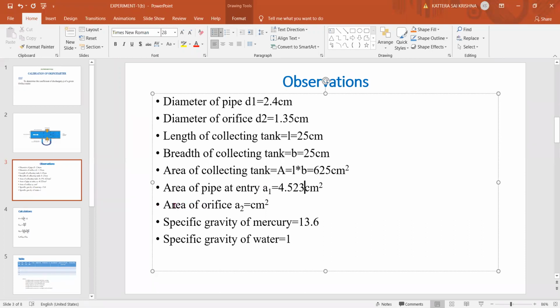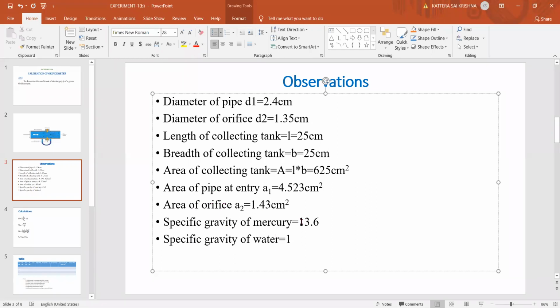Next, find the area of the orifice, pi by 4 d2 square. So A2 equal to, tell Sanjay. 1.43, sir. Sanjay, mute yourself. It is not audible clearly. 1.43. Okay. So 4.523 is your cross-sectional area of the pipe. 1.43 is your area of the orifice.